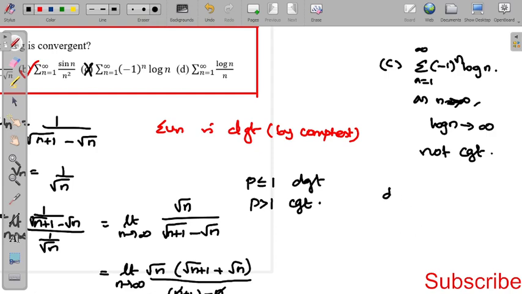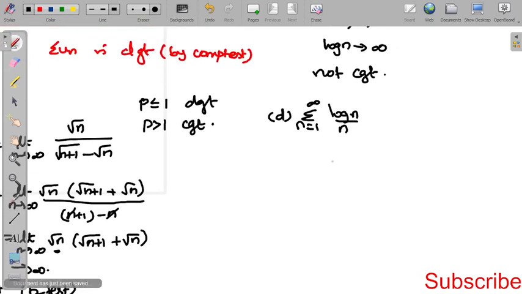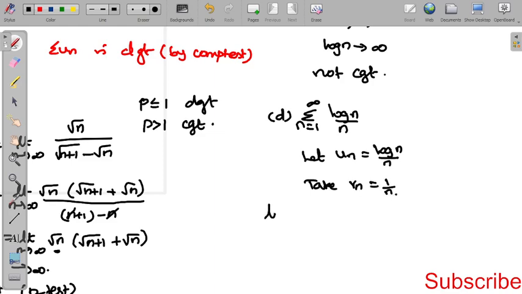Let's see the D option: summation n equal to 1 to infinity of log n divided by n. For this type of problem, let un equal log n divided by n. Then you can choose Vn equal to 1 divided by n, and then limit n tends to infinity of un by Vn is, by cancellation, log n. As n tends to infinity, this limit value is equal to infinity.